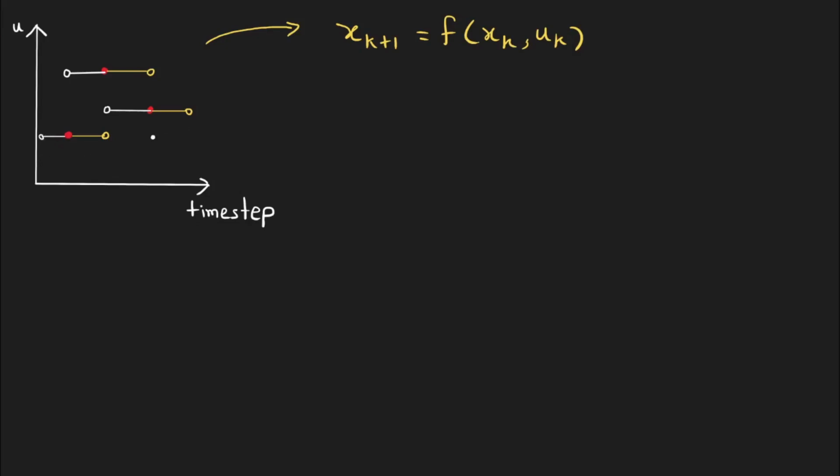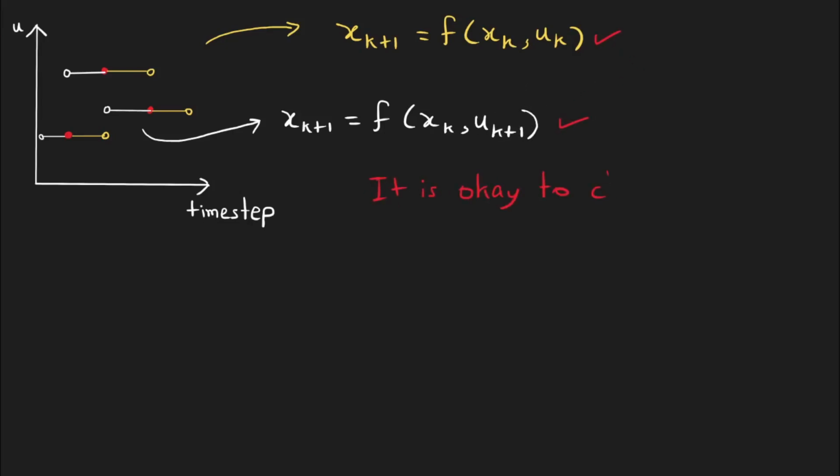Then we would get a discrete state-space model which is a function of xk and uk plus 1. Both of these discrete state-space models are correct, so it is okay to use any one of the notations for discrete state-space model when the input is external disturbance.